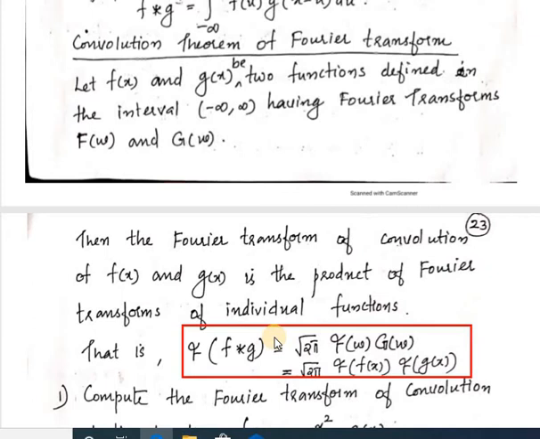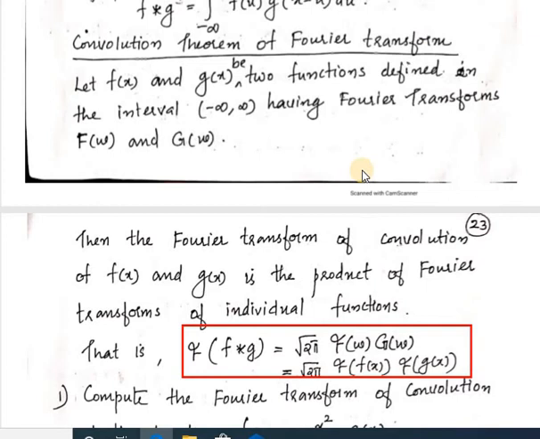So whenever a question asks to find the Fourier transform of a convolution of two functions, first we have to find the Fourier transform of the two functions separately, then multiply the answer with root 2 pi. The theorem statement will be a question in the model question paper. So study the statement. What is the convolution theorem of Fourier transform?